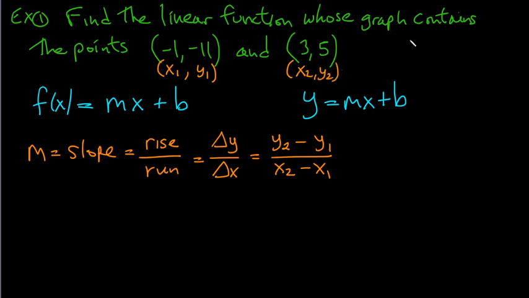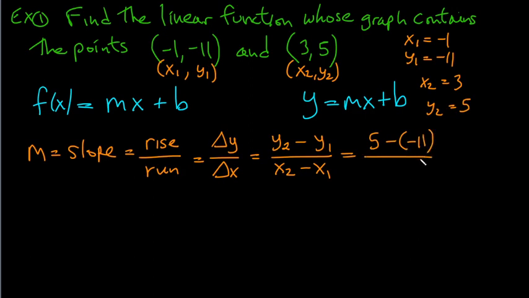So just to make it clear, we have our values, right? x1 is -1, y1 is -11, x2 is 3, and y2 is 5. So you plug all those numbers into the formula for slope, and what do we get? We get 5 minus -11 divided by 3 minus -1. So that's 16 over 4, which is just 4.